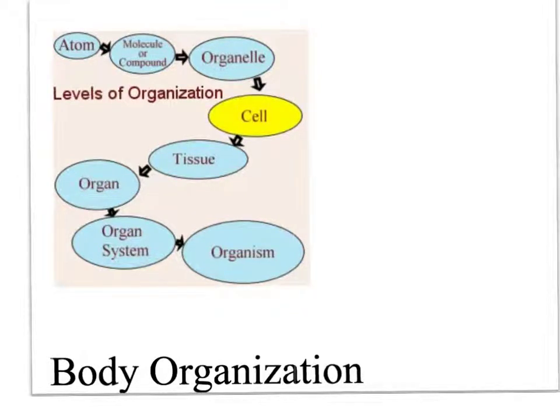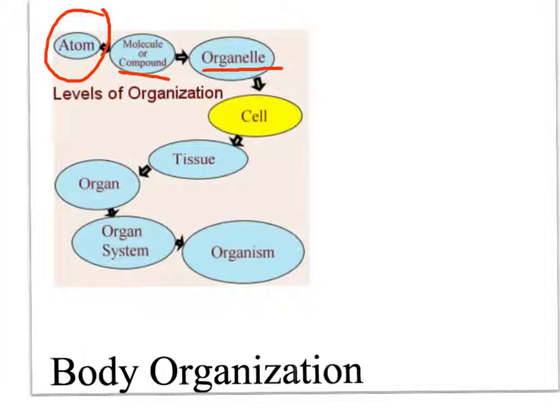Today we're going to talk about the levels of organization in the human body. If you think back to our chemistry unit, you remember that we learned that the atom is the smallest part of matter. And we learned that atoms combined together create either molecules or compounds. We also then saw in our cell unit, we learned about the different organelles that make up cells.